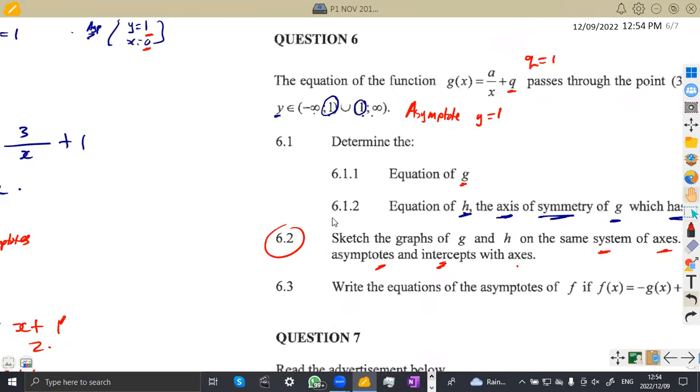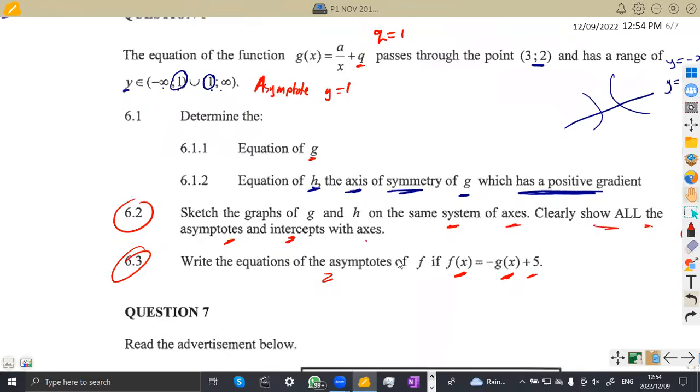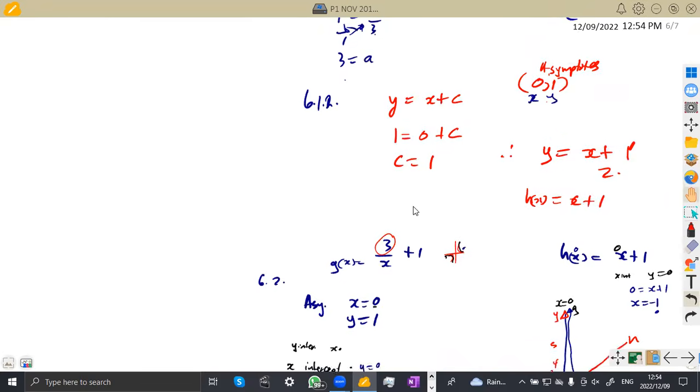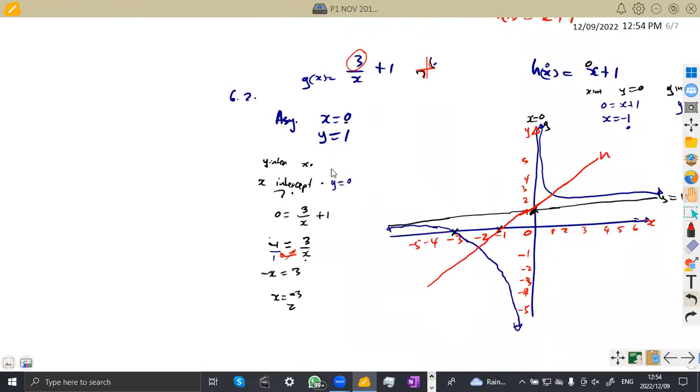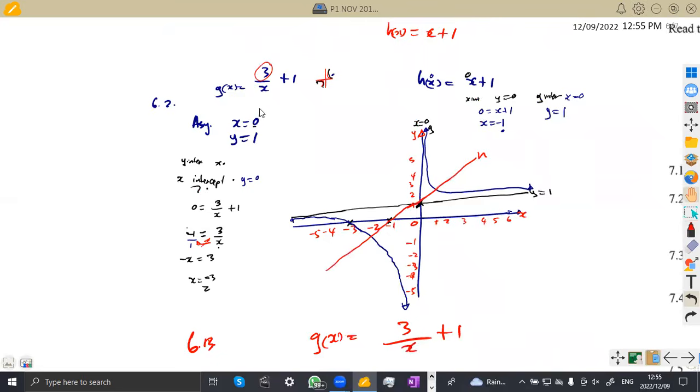Then on 6.3, we are now given the equations of the asymptotes of f(x), if f(x) is negative g(x) plus 5. We need where there is g(x) so that we can do this one, 6.3. Where do we have g(x)? Here is our g(x). We've got our g(x) as the expression in the equation for 6.3. So remember that our g(x) previously was 3 over x plus 1. That's it here, 3 over x plus 1.